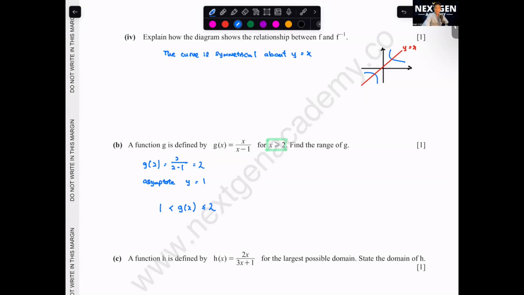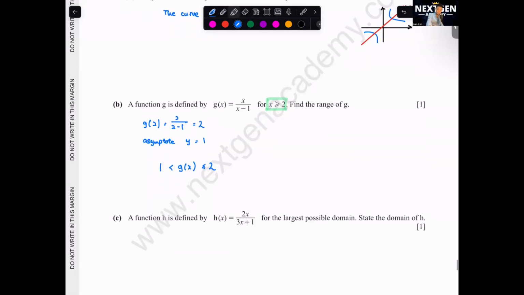Okay, one more here, question C. A function h is defined by h(x) equals 2x over 3x plus 1 for the largest possible domain. State the domain of h. All right, for any sort of equation that is a fraction, and the fraction at the bottom has some x, how do we find the domain? Okay, how do we find the domain? The keyword is actually just this word, the domain for a fraction type of equation.